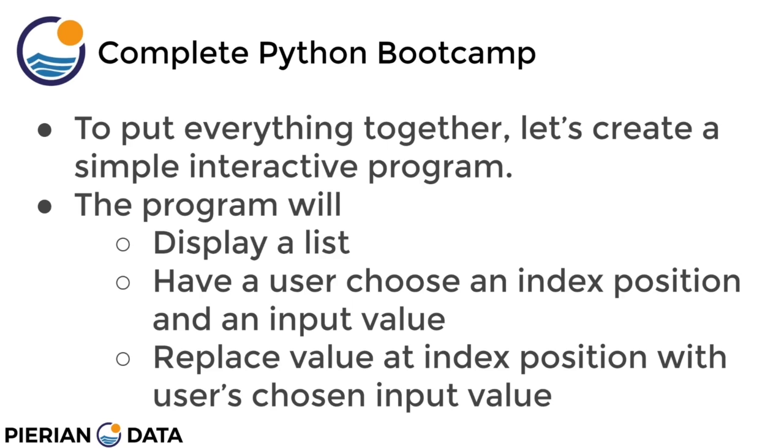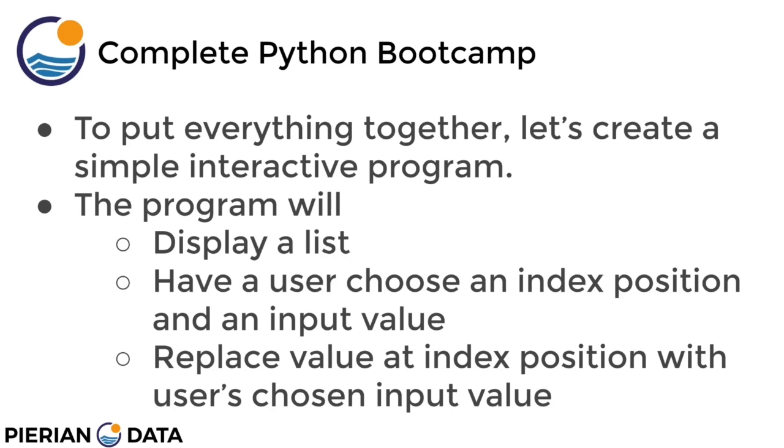So we're going to have to make sure that that index position is both within the range of 0, 1, and 2, and that it happens to be a digit. Then, once they've chosen a valid index position, we'll also have them choose just a string to input into that position. Then, we're going to replace the value of that list with the user's chosen input value. And we'll also check to see if the user wants to exit out of this game at any time.